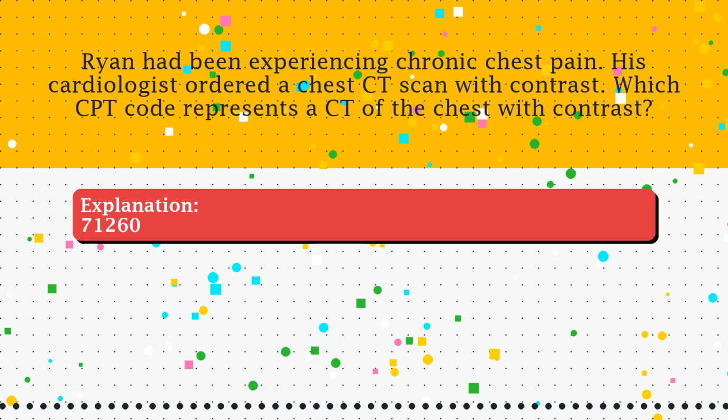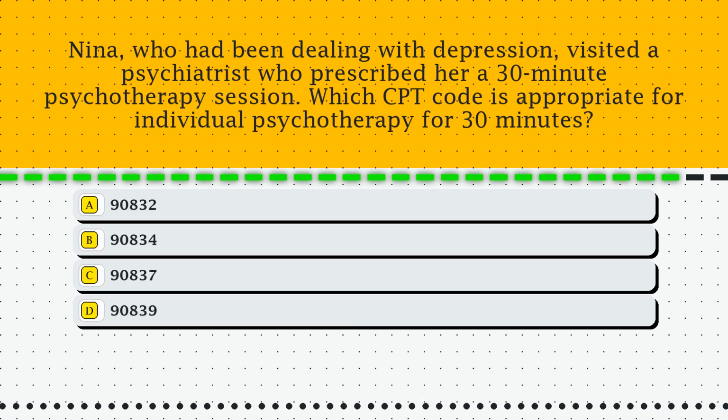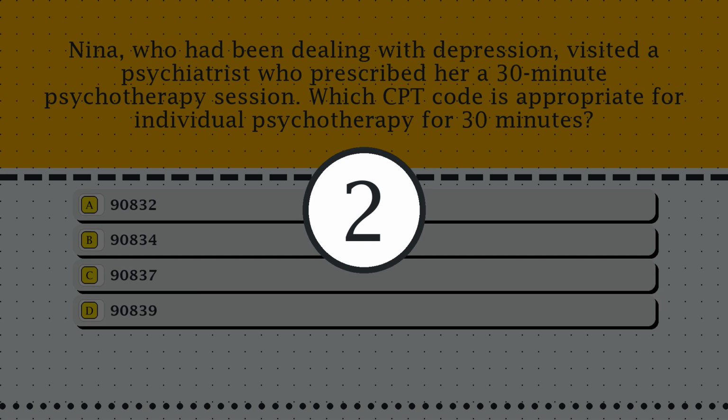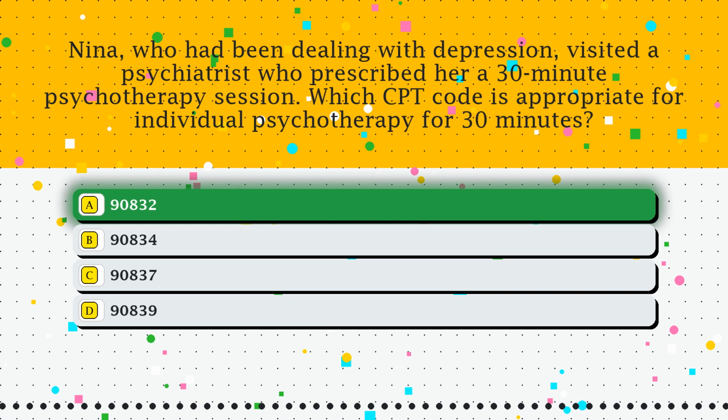Question 235. Nina, who had been dealing with depression, visited a psychiatrist who prescribed her a 30-minute psychotherapy session. Which CPT code is appropriate for individual psychotherapy for 30 minutes? Option A, 90832. Option B, 90834. Option C, 90837. Option D, 90839. The correct answer is option A, 90832.